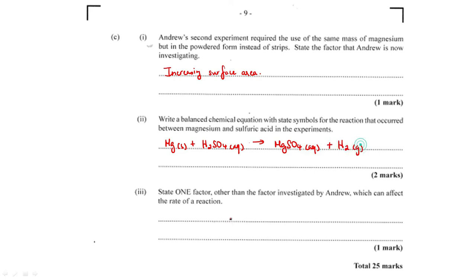And it's balanced because we have 2 H's on the right, 2 H's on the left. The same ion does not split up, so it stays, and magnesium stays the same. And that's it. So it says, state one factor other than the factor investigated by Andrew which can affect the rate of reaction. Well, increasing the concentration of the acid can cause the reaction to go faster.